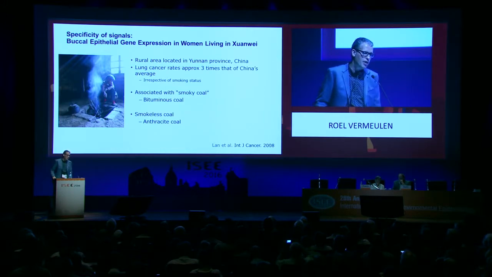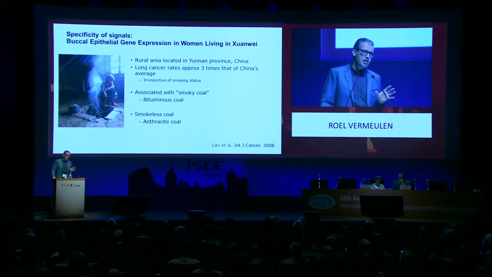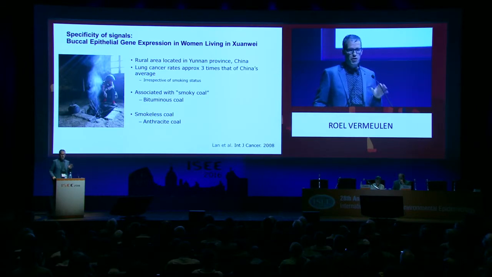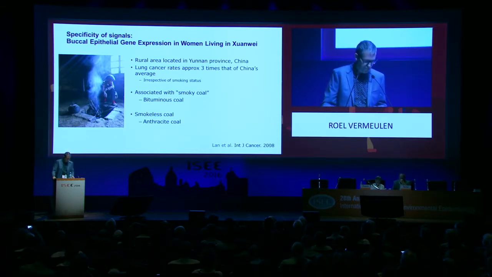In a follow-up study in an area in China, where we're conducting a long-term study on lung cancer, led by Qing Lan, there is an increased lung cancer rate, approximately 3 times higher than the Chinese average, with even higher hotspots in this area. From all the research done in this area, we know that this increase in lung cancer risk is associated with the use of a specific bituminous coal, termed smoky coal, in contrast to smokeless coal, which is also used in the area and is an anthracite coal.